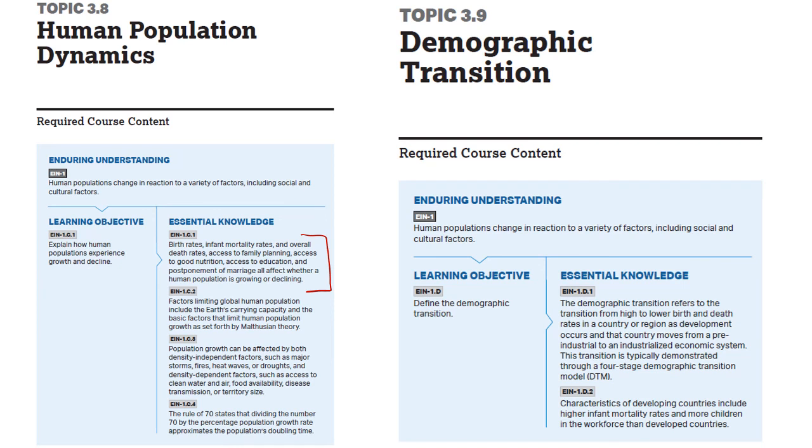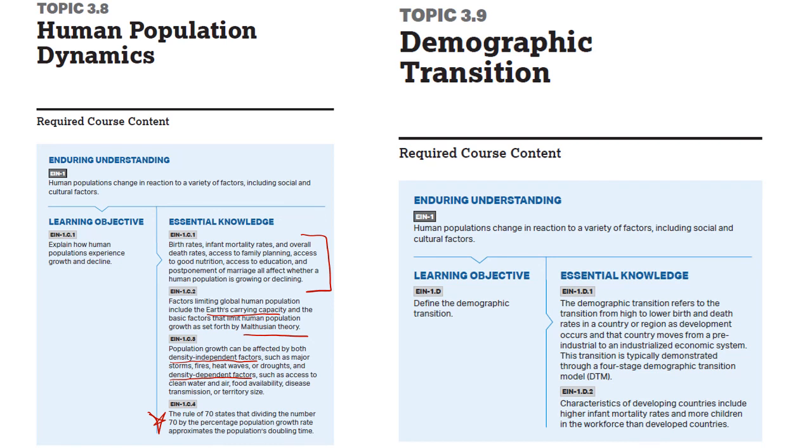Okay. Factors limiting global population include Earth's carrying capacity, so Malthusian Theory, right? And then that Malthusian catastrophe. Okay, we're potentially at that point. Go back to our carrying capacity lecture for that. Population growth can be affected by density independent or density dependent factors. So go back and check out the previous PowerPoint for that. And then the rule of 70, which you will have to do the math for.